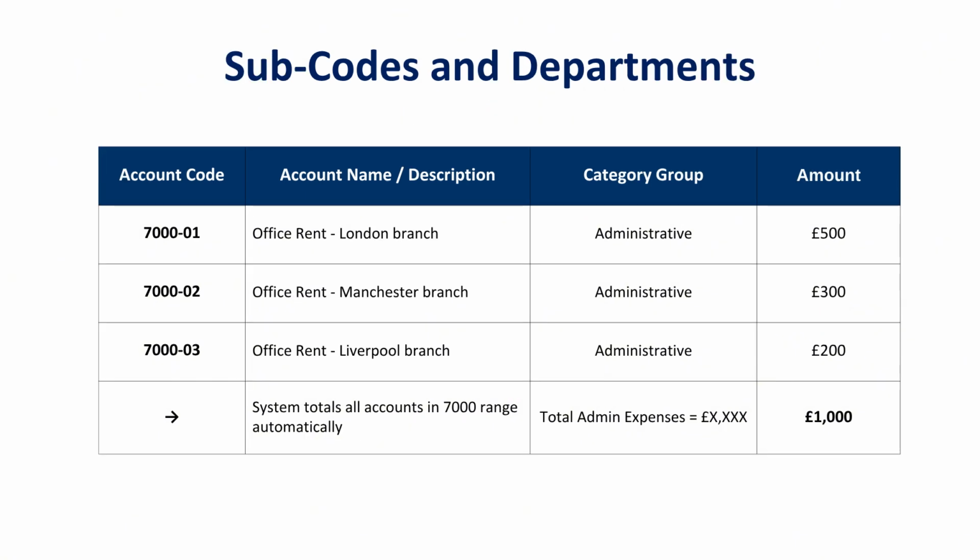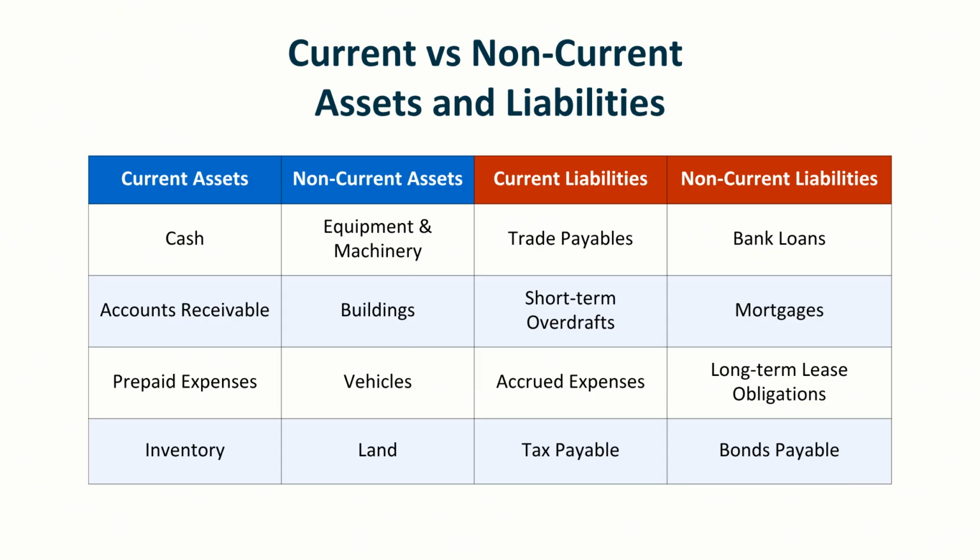In larger businesses, codes can have more detail. For example, 7000-01 might mean office rent, London branch. 7000-02 could mean office rent, Manchester branch. The first part of the code shows the type of expense, and the second part identifies the department, project, or location. Let's look at what those codes represent in real terms.